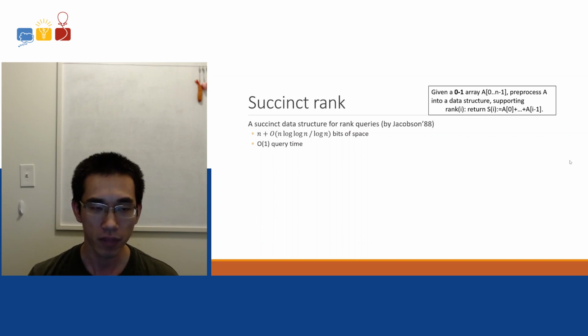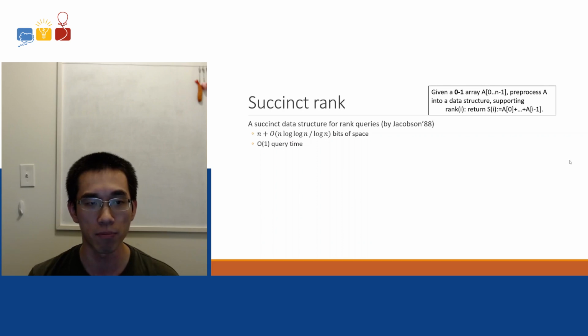1988. This data structure is going to use n plus O of n log log n divided by log n bits of space. The actual term is little o of n, but it's very close to n, but it is still little o of n. And this data structure uses constant query time. It can answer each rank query in constant time.